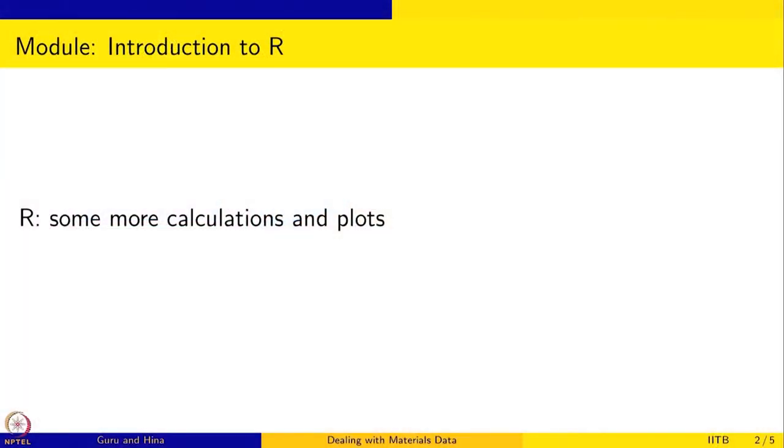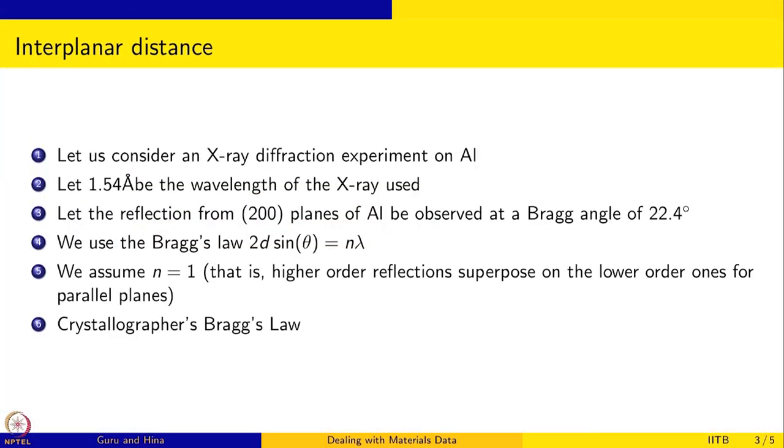The first problem that we want to do using R is this. Interplanar distances between planes in a crystal can be calculated using X-ray diffraction data. We are considering an X-ray diffraction experiment on aluminum, and 1.54 angstrom is the wavelength of the X-ray used to probe this aluminum crystal. Let us say that we know that the reflections from 200 planes are observed at a Bragg angle of 22.4 degrees. We know Bragg's law, so 2d sin theta is n lambda.